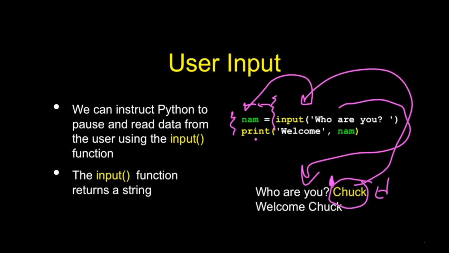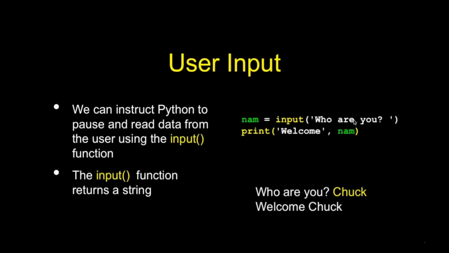Now we go sequentially to the next line. It prints out welcome, comma, the contents of the variable nam. This comma here actually does put the space in automatically. So it says welcome space Chuck. There's no space in Chuck, just the name. And so print can take more than one thing separated by commas. As a matter of fact, print can have a whole bunch.